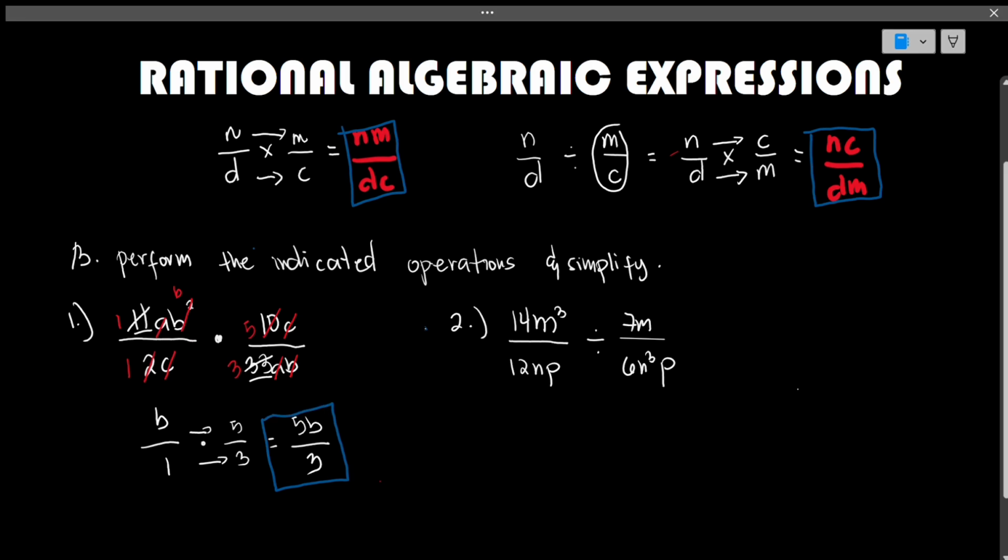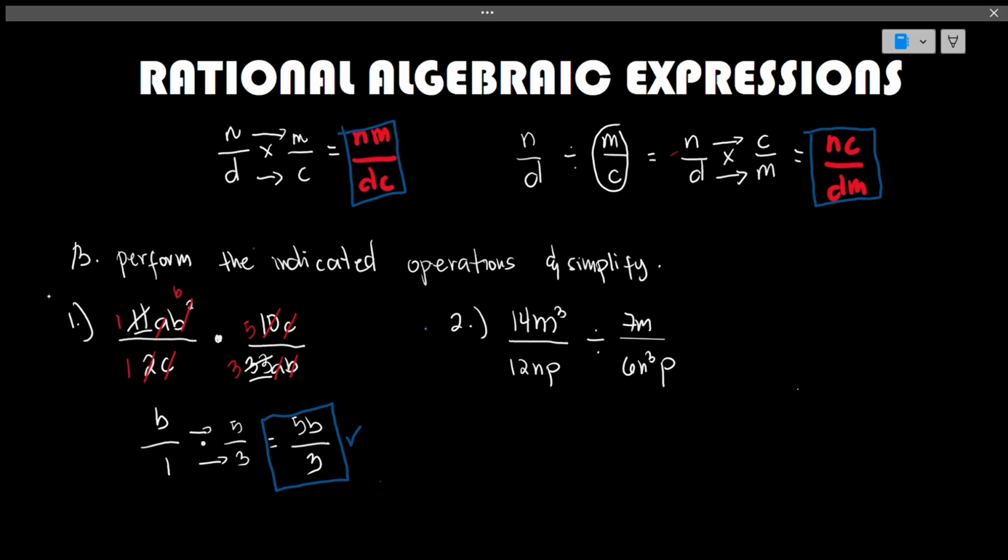That's the reason why we need to cancel the common factors first before we apply the operation, so that the moment we do the multiplication or division, it will give us already the simplified form of the rational algebraic expression. So there's no need for us to do the simplifying after applying the multiplication. The final answer will already be simplified. Now, let's go ahead and try example number 2.